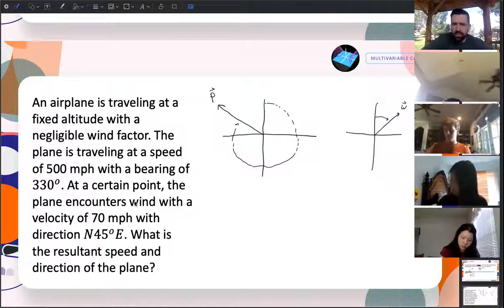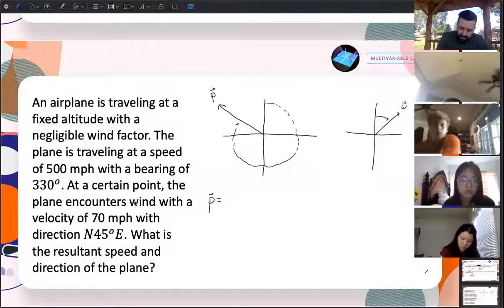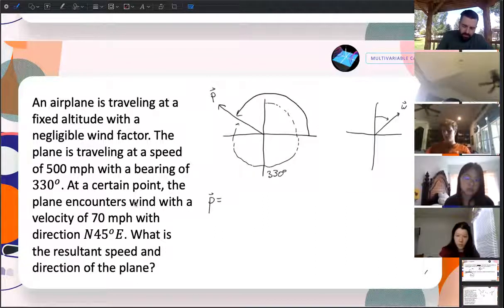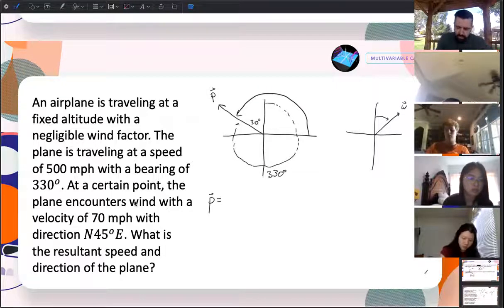And so it's saying basically, what is the wind going to be doing to the plane's course? What's its resultant speed and direction? Well, you would want to come up with a vector for the plane, which again, if this thing is 330, we would want to come up with this before trying to use the unit circle to come up with a unit vector. If that thing's 330, this is 30. And so the bigger one would be 30 plus 90, which is 120. So our plane would be 500 times cosine 120, sine 120.